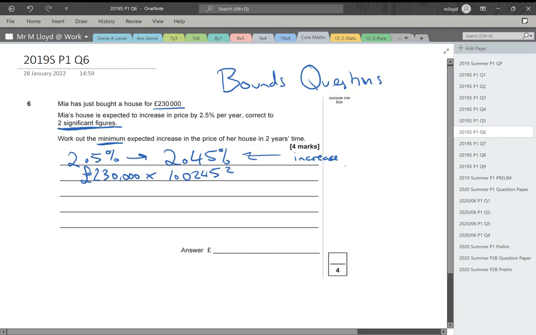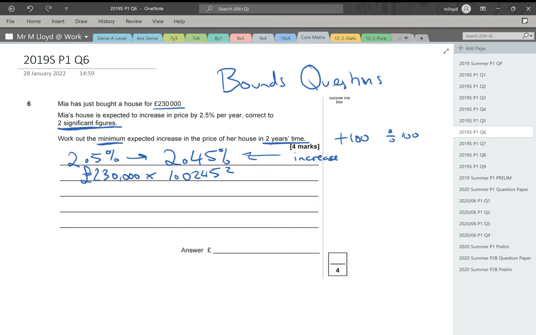Now, if you don't know where I've got that from, it's an increase. So we've got to add it to 100. And then we've got to divide by 100 in order to turn it into a decimal multiplier. The squared bit has come from it being 2 years' time. So that's our number of terms. We are multiplying it by 1.0245 for the first year and repeating the process for the second year.